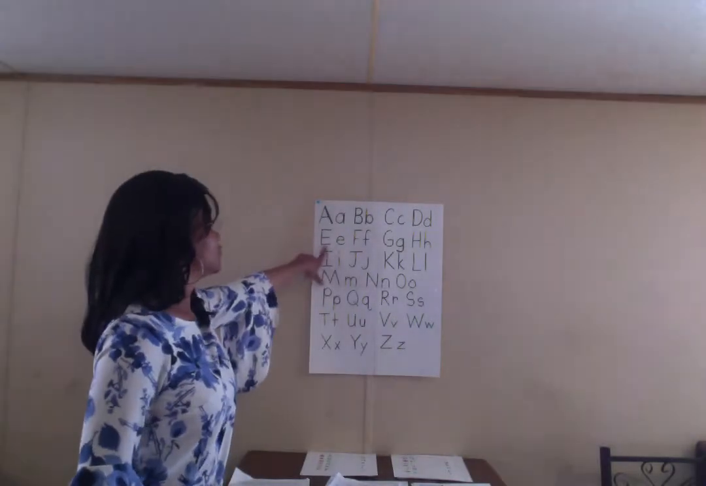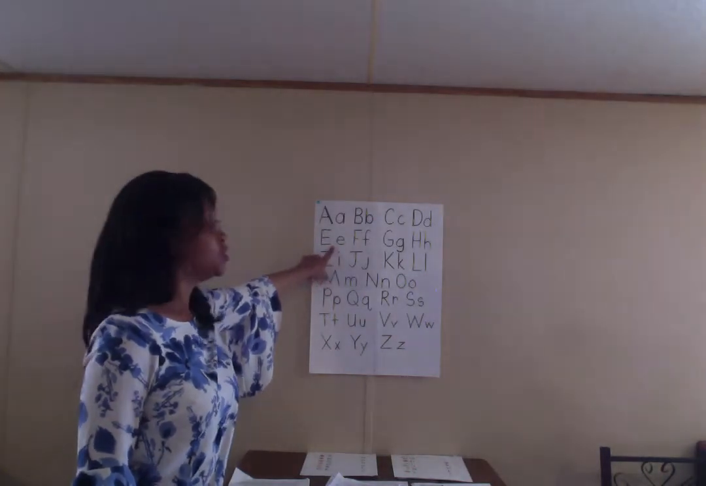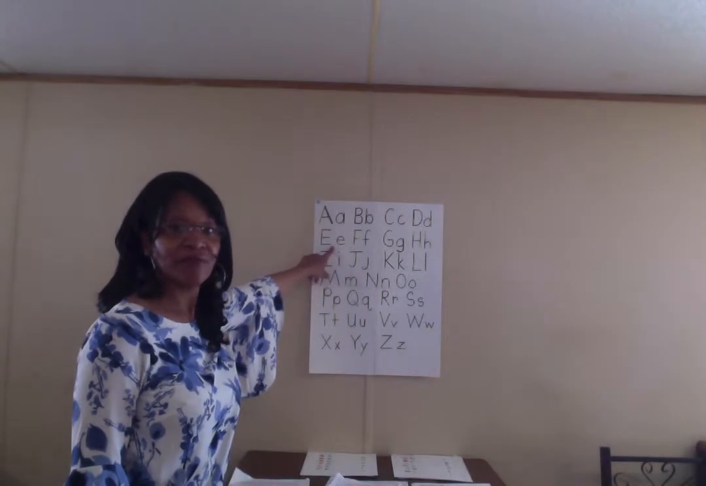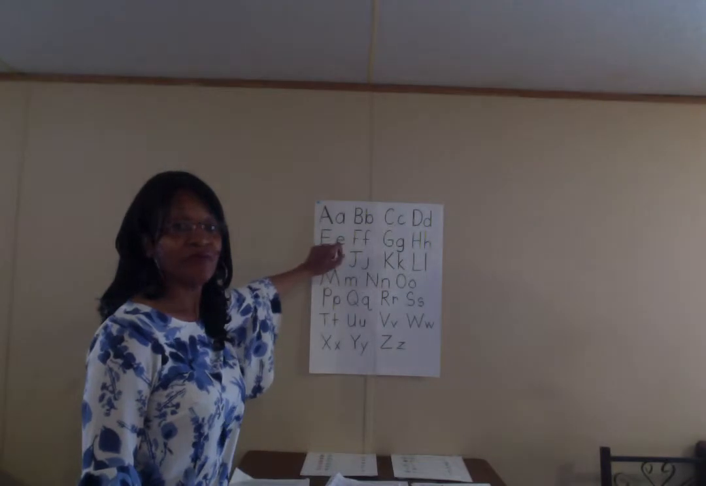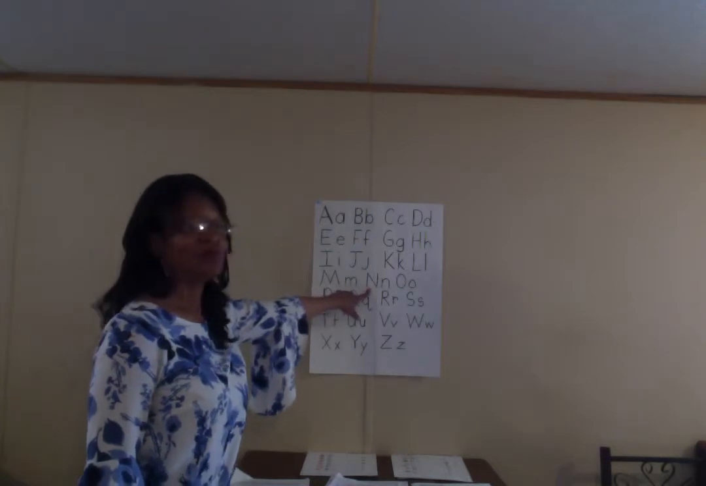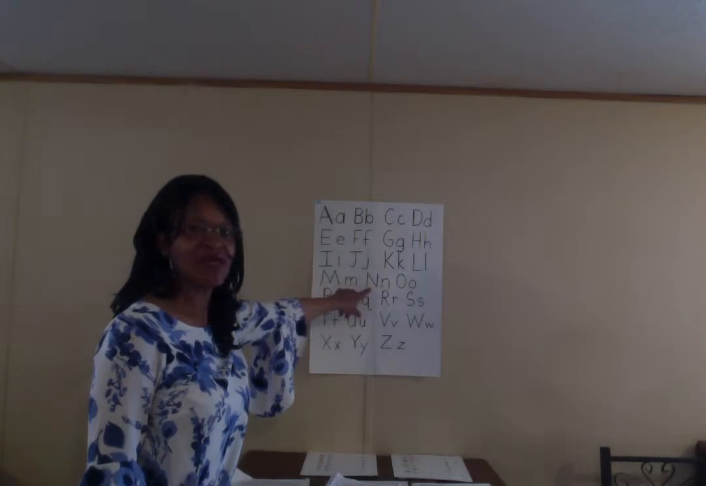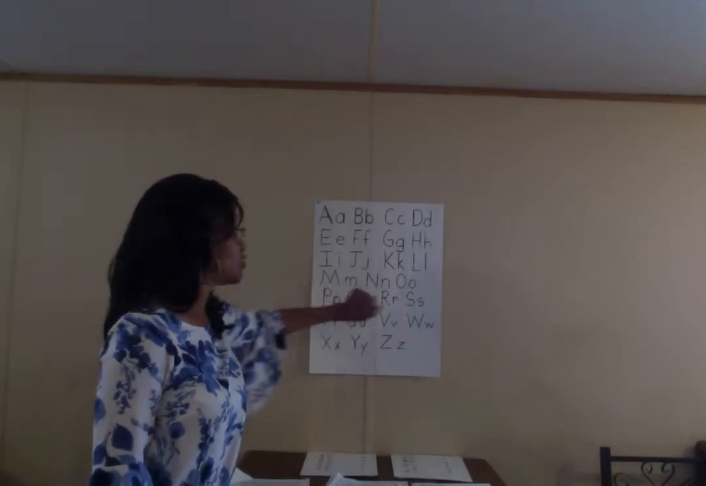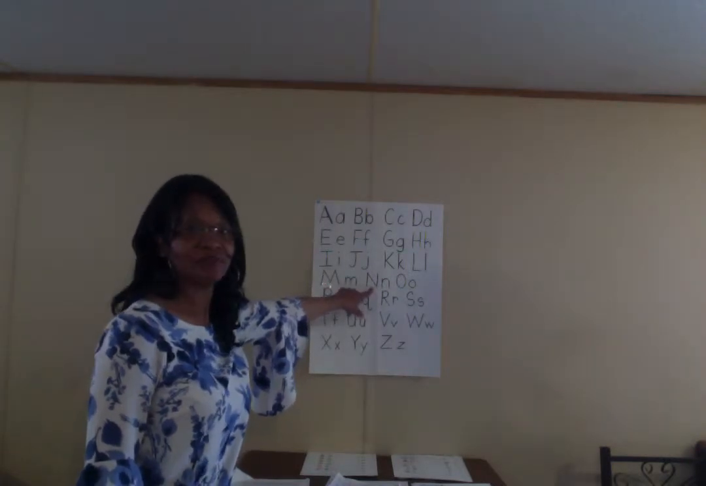So, class, what is this alphabet? Okay, E. Do you know the sound that this alphabet makes? Do you know a word that starts with this alphabet? Okay, elephant. Okay, what about this alphabet? Does anyone know what this alphabet is? N, correct. And the sound? The sound it makes is N. Do you know a word that it starts with? A word that starts with this alphabet would be Nola, Nancy, New.